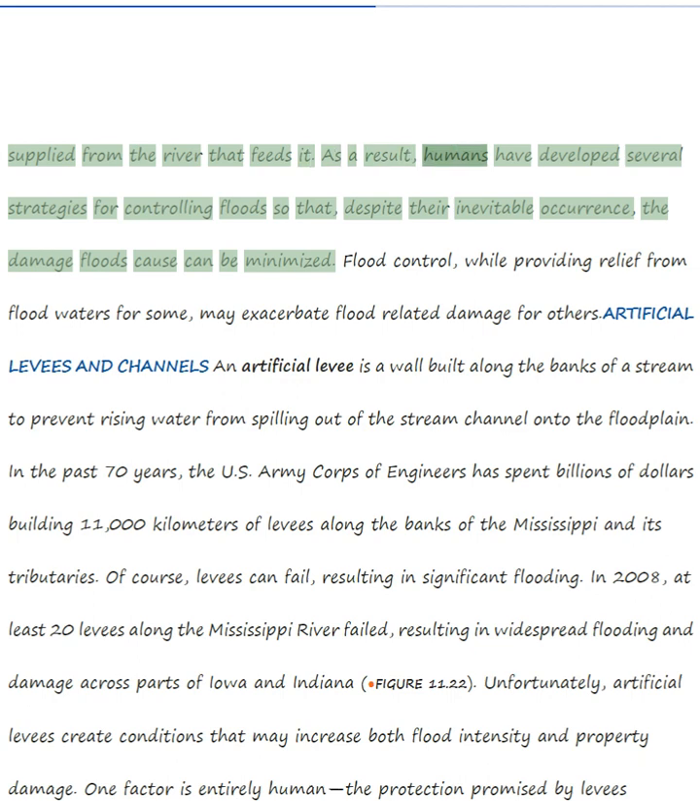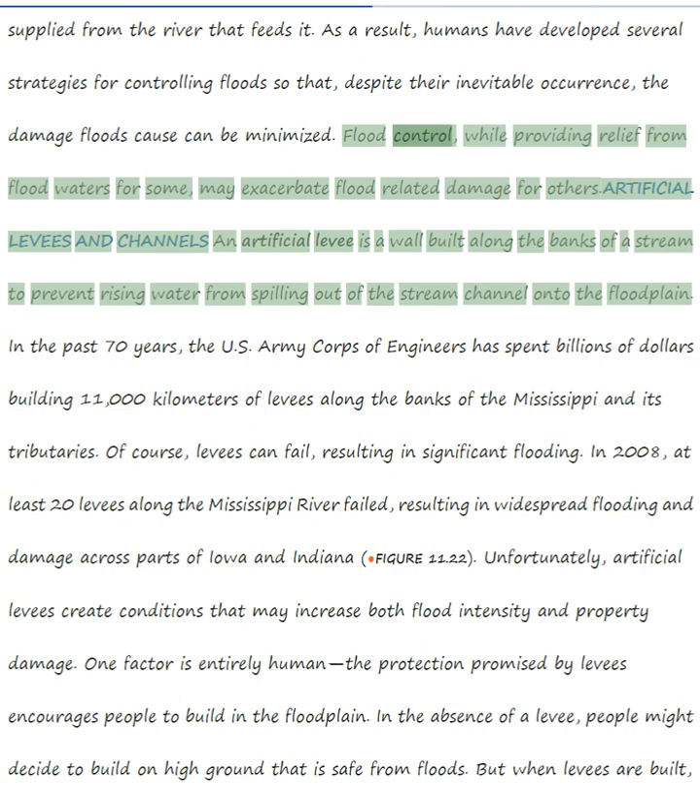As a result, humans have developed several strategies for controlling floods so that, despite their inevitable occurrence, the damage floods cause can be minimized. Flood control, while providing relief from flood waters for some, may exacerbate flood-related damage for others. Artificial levees and channels. An artificial levee is a wall built along the banks of a stream to prevent rising water from spilling out of the stream channel onto the floodplain.